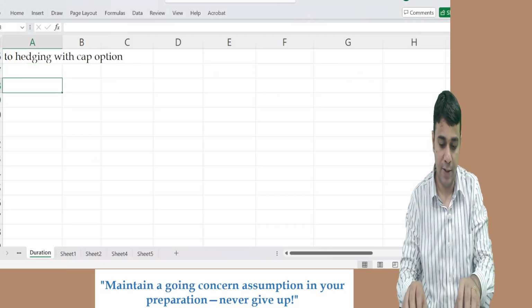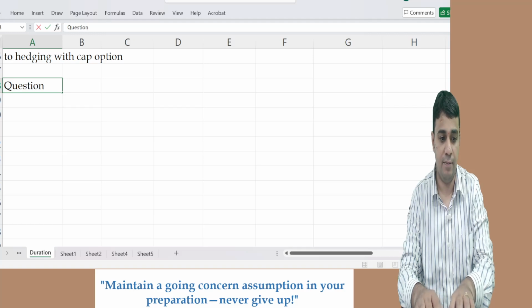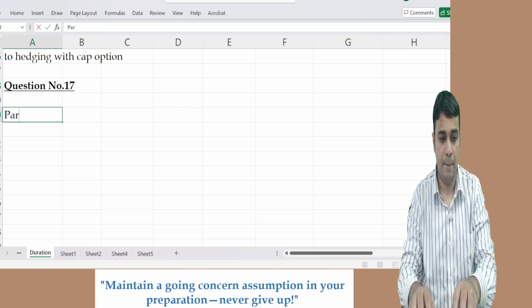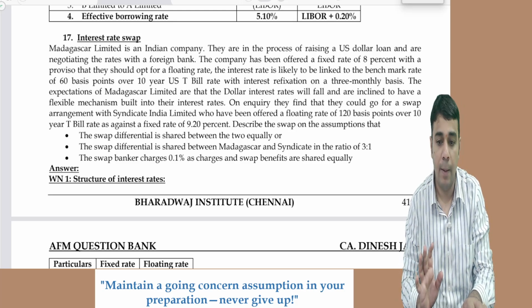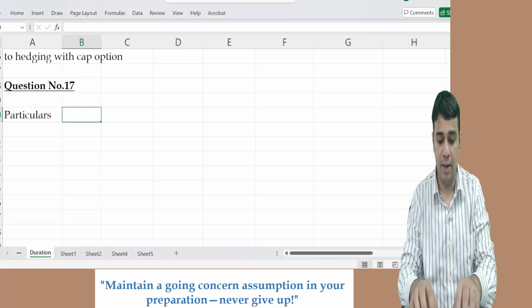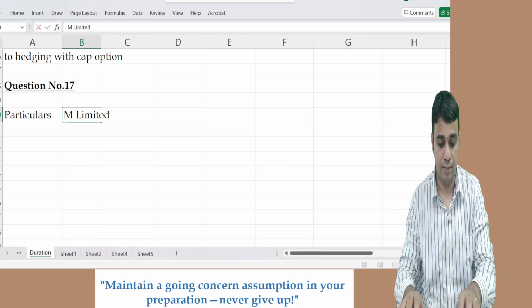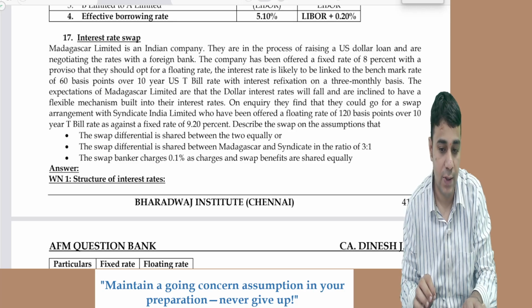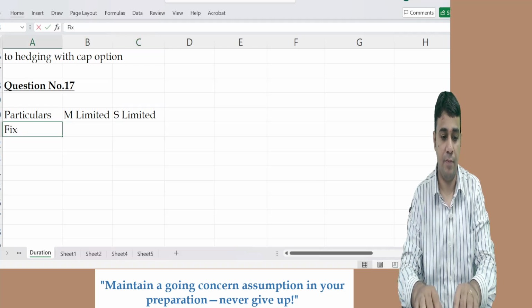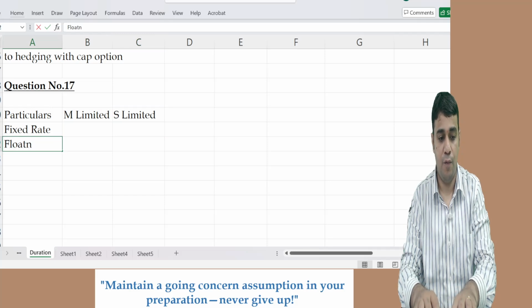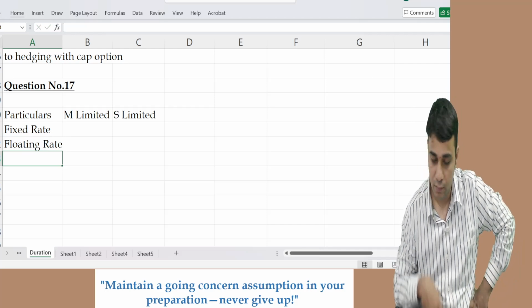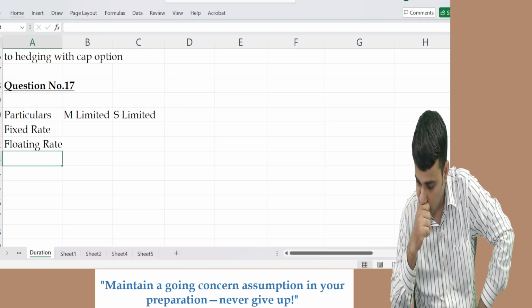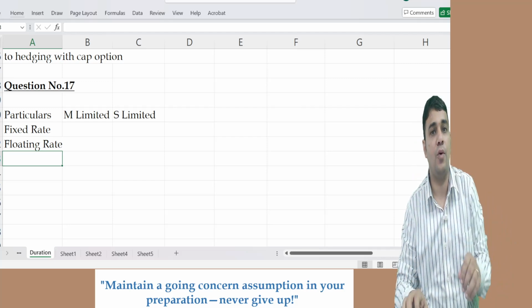Now let's write the information. Particulars. Question 17. There will always be two borrowers in the question. Without two borrowers, you cannot do the problem. Particulars. Madagascar Limited, M Limited, and the other company in the question is S Limited, Syndicate India Limited. Fixed rate, floating rate. Two companies have to be there and both have to give me this fixed rate and floating rate.